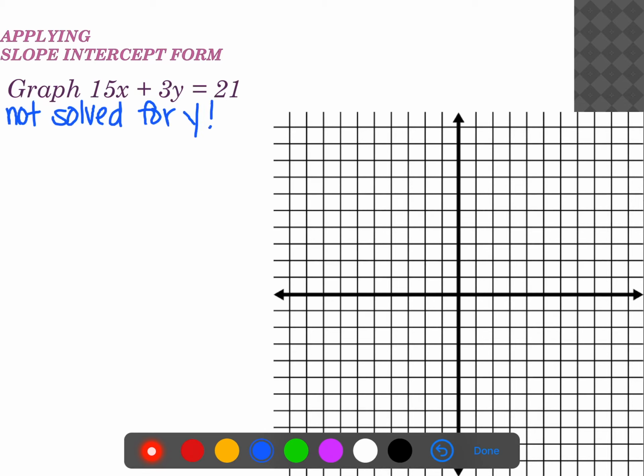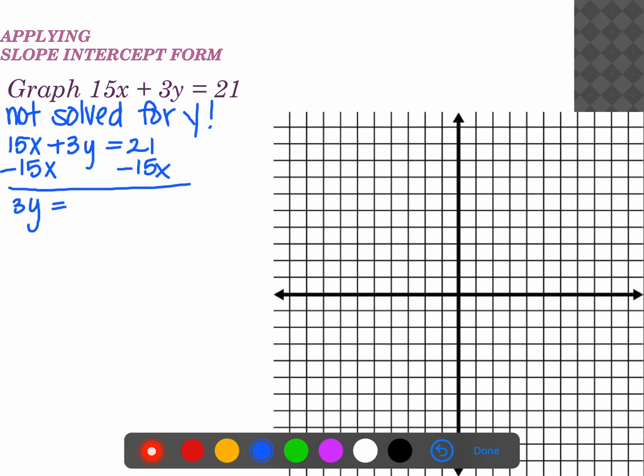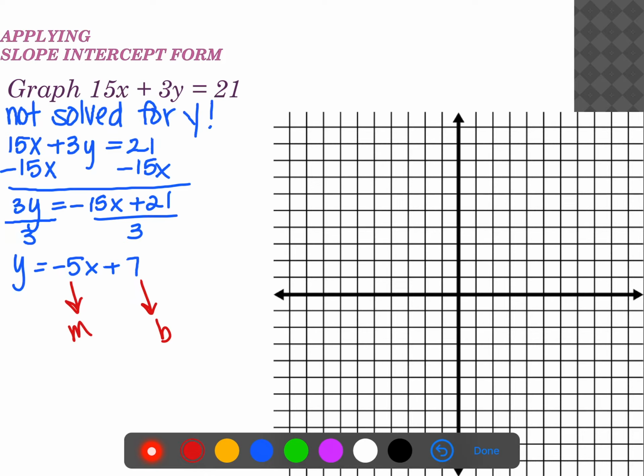Okay, in order to graph in slope-intercept form, it has to first be solved for y. Okay, so at this point, we should be very, very skilled at solving for y. Okay, we know to move the x and divide. Okay, so I'm going to identify my m and my b.